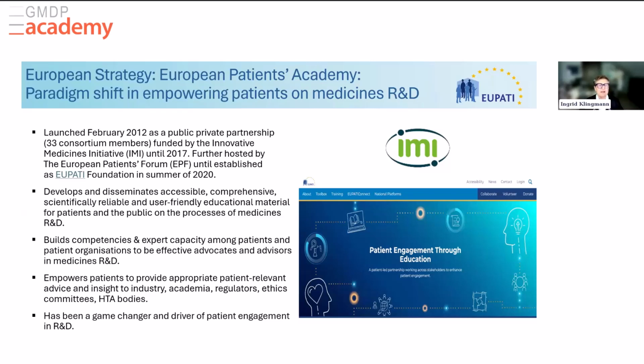So that was then ultimately an IMI project, which got the name European Patients Academy on Therapeutic Innovation, ultimately with the aim to achieve a shift in empowering patients on medicines R&D because of their increased knowledge. So the idea was to create a cohort of educated patients that would go through a similar diploma course like it was proposed for experts in pharmaceutical medicine in PharmaTrain, but of course from a patient perspective.